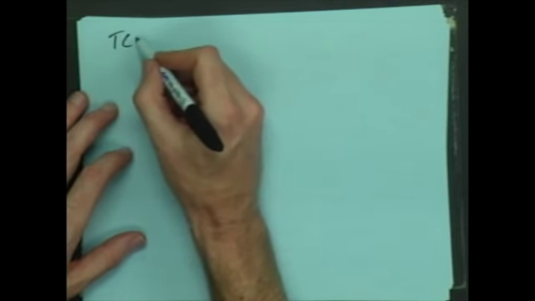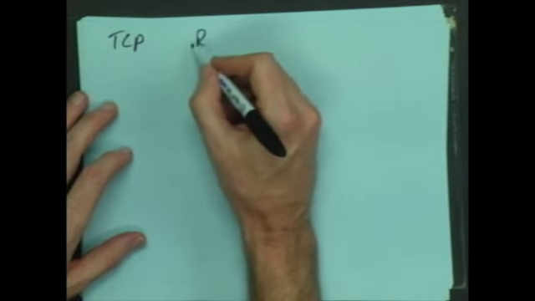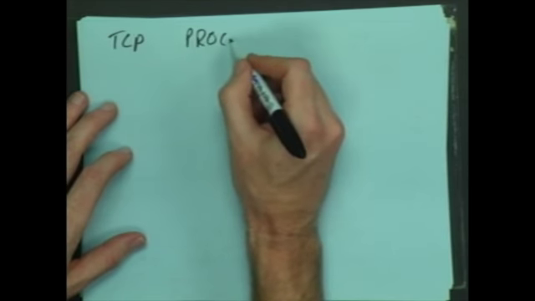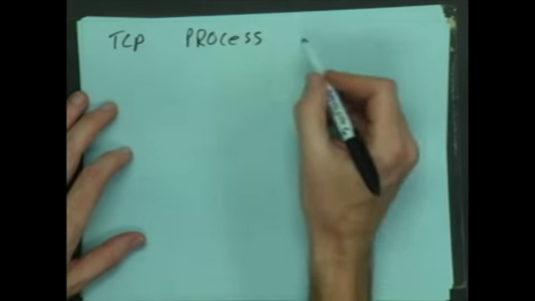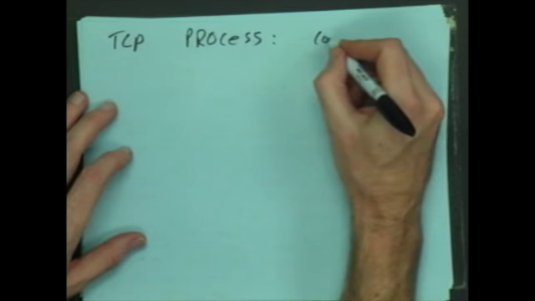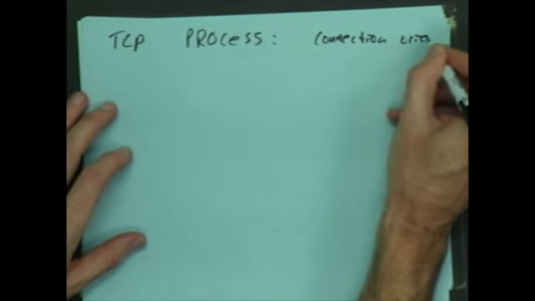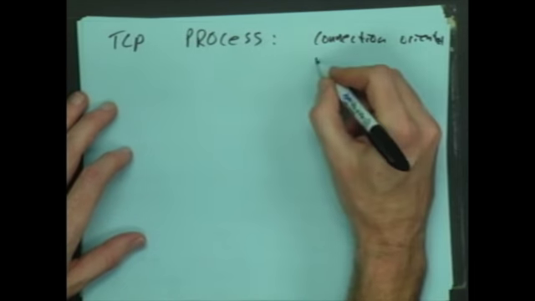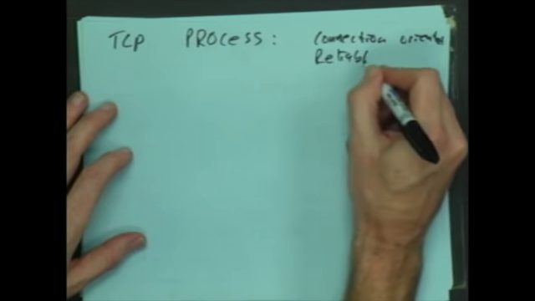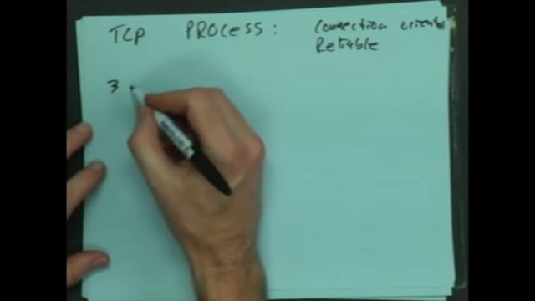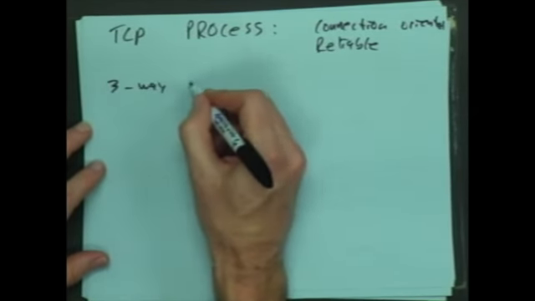All right, TCP process. Remember, we are connection-oriented and we are reliable. So we have what's called a three-way open.